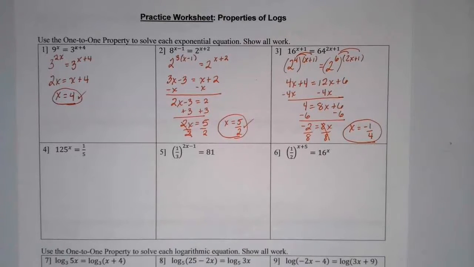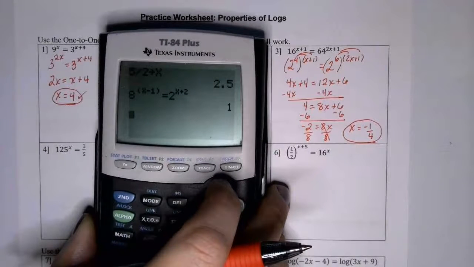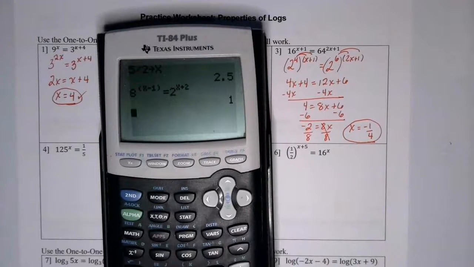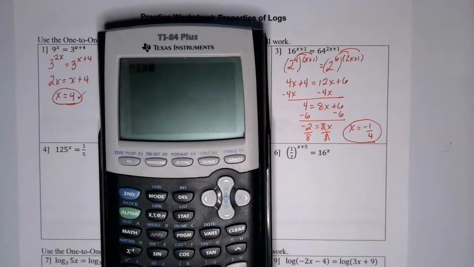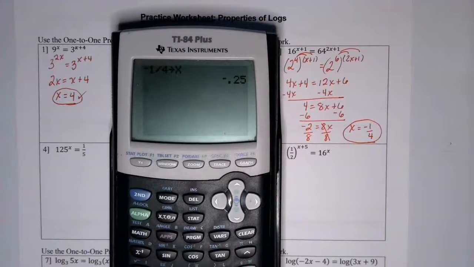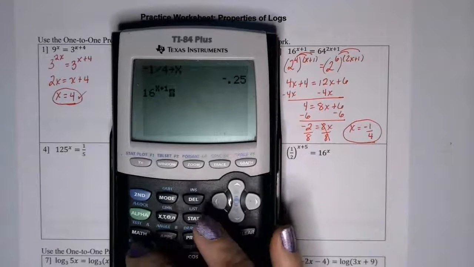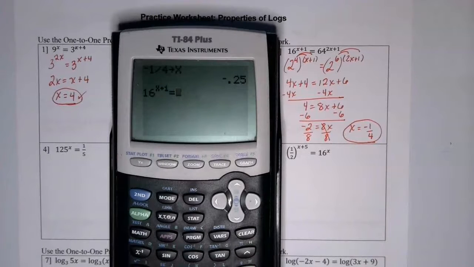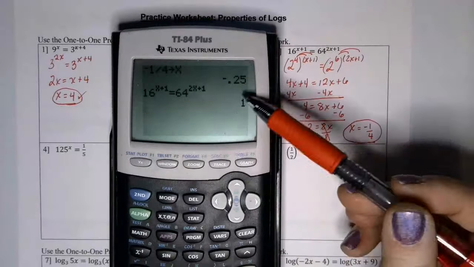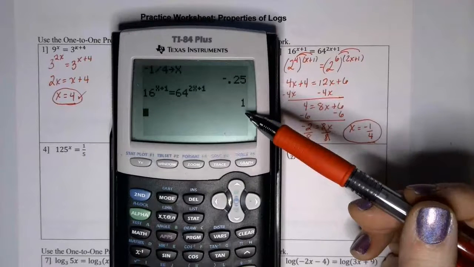Okay, then to check that answer in our calculator, we'll go ahead and store negative 1/4 as the x, and then we'll type in the original equation, 16 raised to the x plus 1, and then our equal sign, and then the right side of the equation, 64 raised to the 2x plus 1. And we press enter, and we get a 1, which tells me that that answer checks.